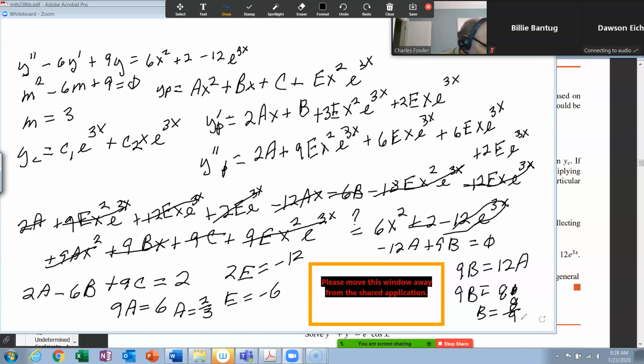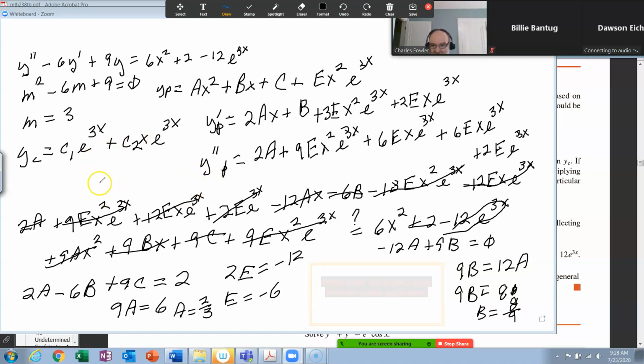Now, before I proceed any further, let's make sure we haven't gone astray somewhere. A is equal to 2/3, got it. B is equal to 8/9, got it. C is equal to, oh, wait a minute, forgot that one. Okay, I did forget something here. I forgot this big old term here.